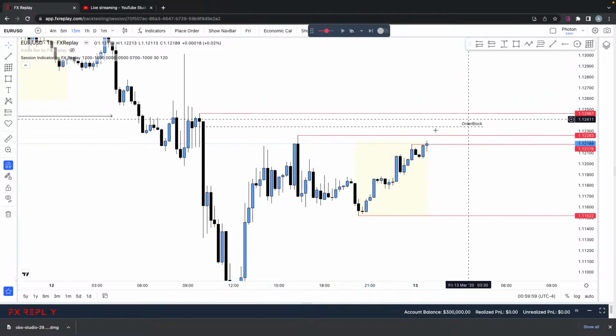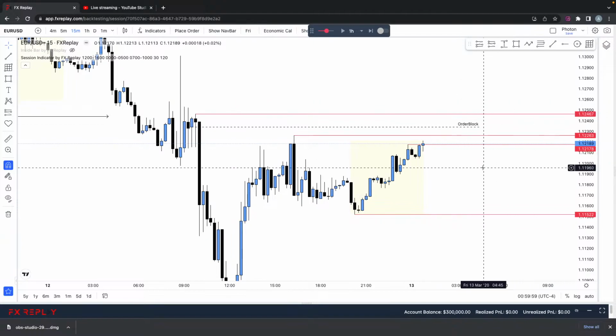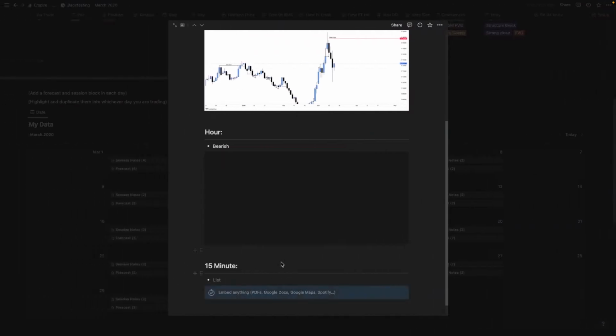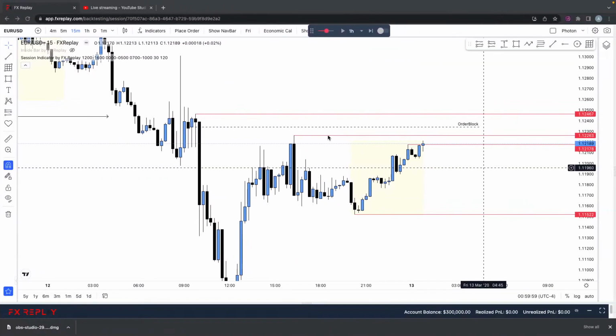Boom. Order block. And then if I'm bullish on the daily, right? So sweep here and then a move up. So let's see what Friday the 13th has in store for us.